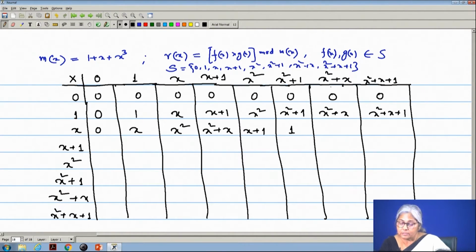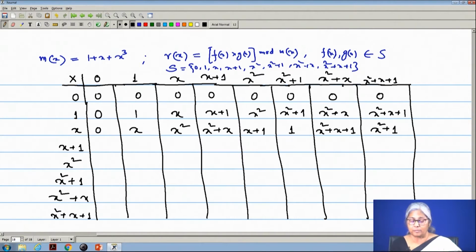Similarly, x cube plus x square. So, now if I divide x cube plus x square, this becomes x cube will vanish, but x square plus x plus 1. Now, the product is x cube plus x square plus x. So, this will be x square plus 1.